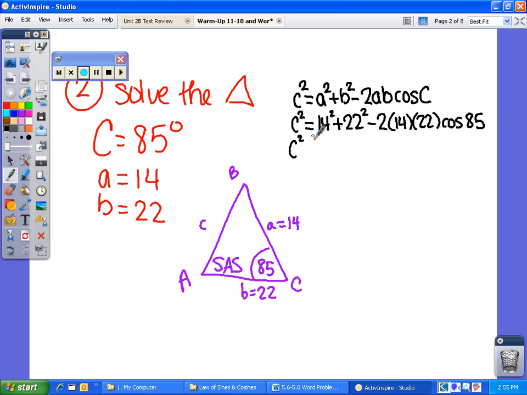You can put this whole thing in your calculator. Put the whole thing in your calculator exactly the way you see it. And when you do that, you wind up getting 626.3120625. This is when you take the square root, and now you'll round it to 25.0.